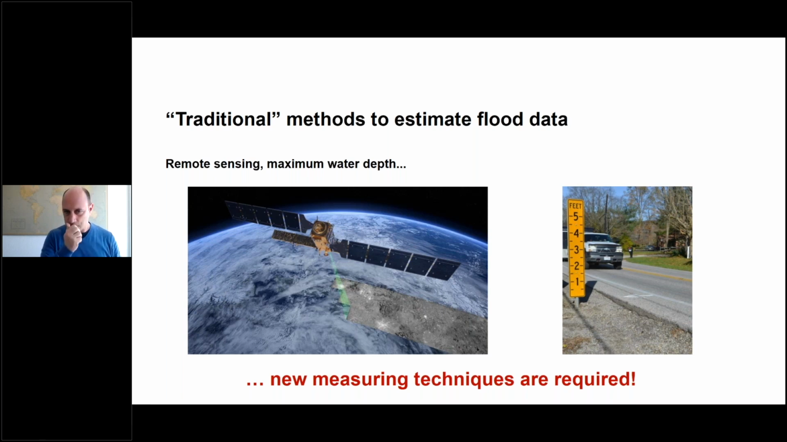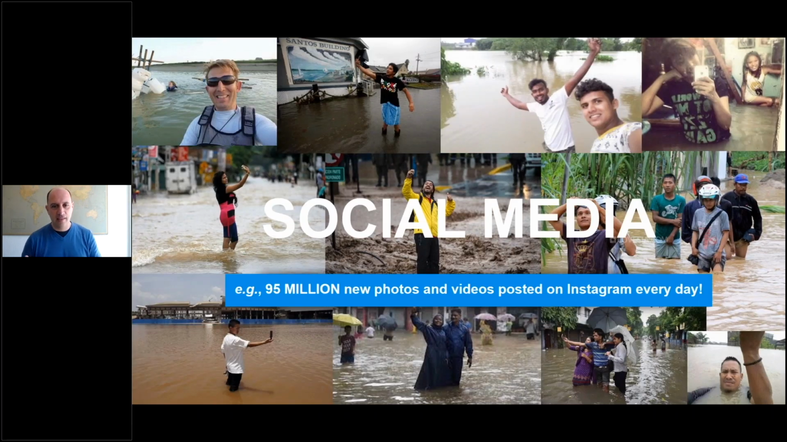Another possibility is that we have these gauges spread all over the city, and then we can get an idea of the maximum water depth. But we then lose the dynamics of these flood events. So then it's clear that some new measuring techniques are required, and this comes to the possibility of relying on social media, because 90 million new photos and videos are posted on Instagram only every day. And it's not difficult to just make a quick search on the web to find lots of people happily taking photos in the middle of the water in floods and so on.